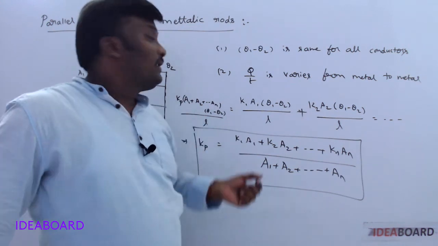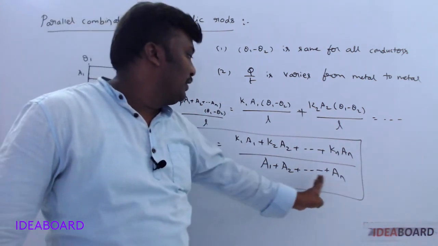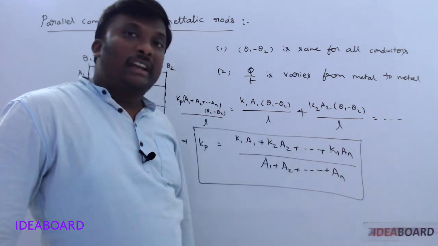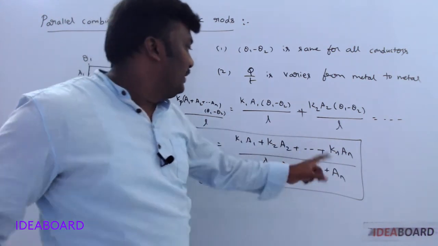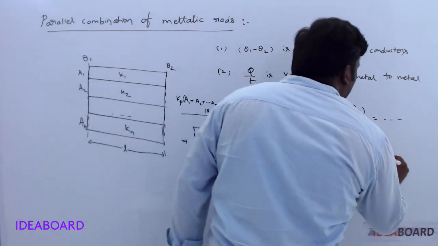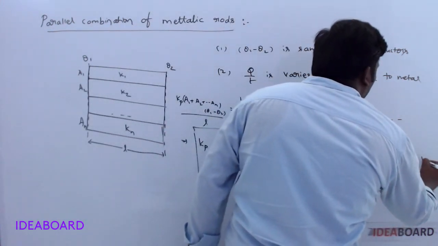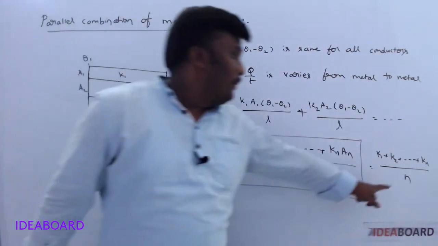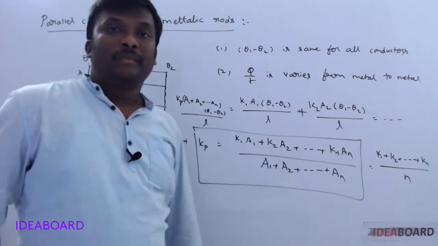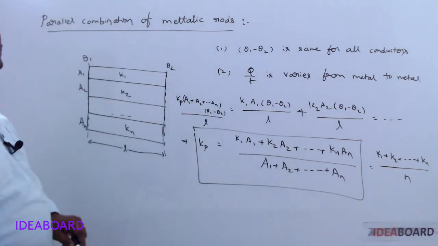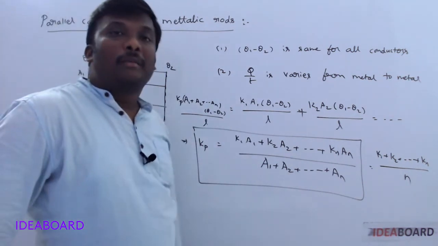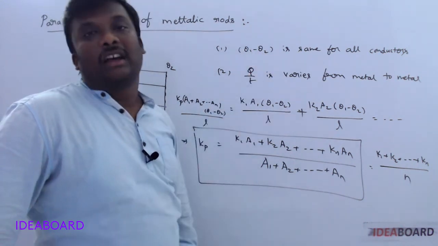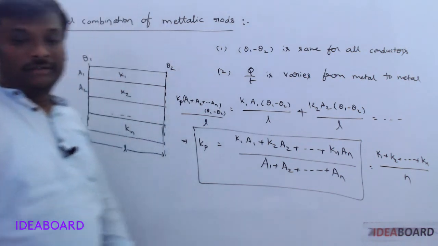If all the areas are also the same, then instead of A1 plus A2 plus so on, you can write NA. In the numerator A is common, so it becomes K1 plus K2 plus K3 up to Kn, divided by N. N indicates the number of rods. So this is about parallel combination. If the temperature difference across the rods is the same, it is always taken as a parallel combination.